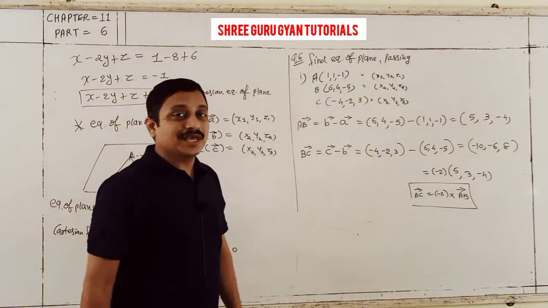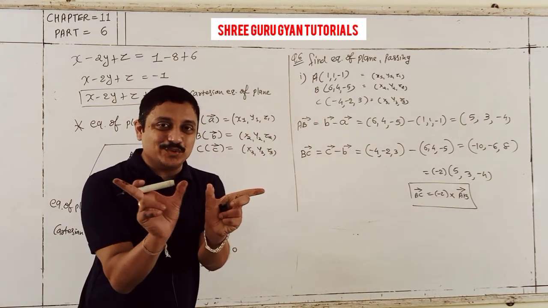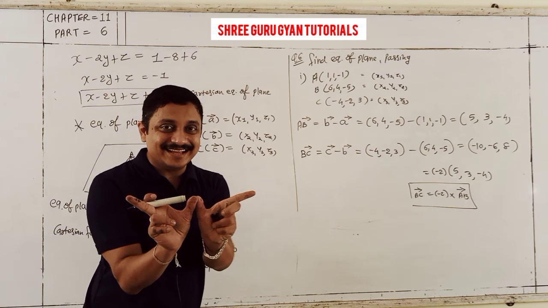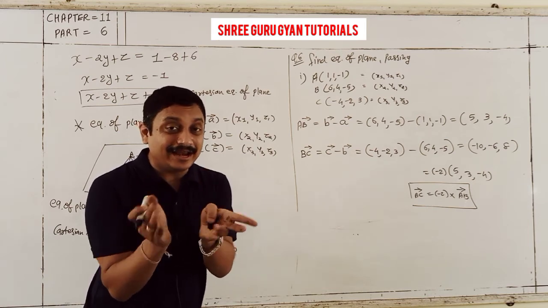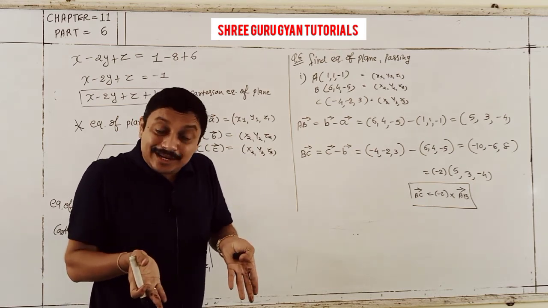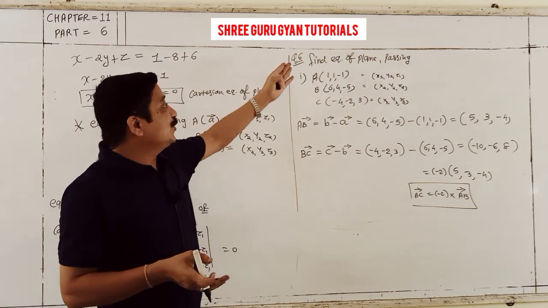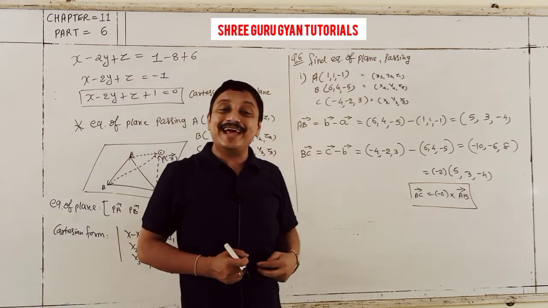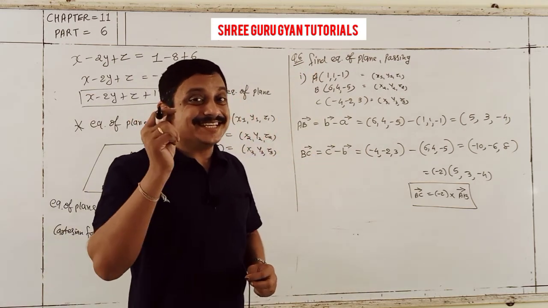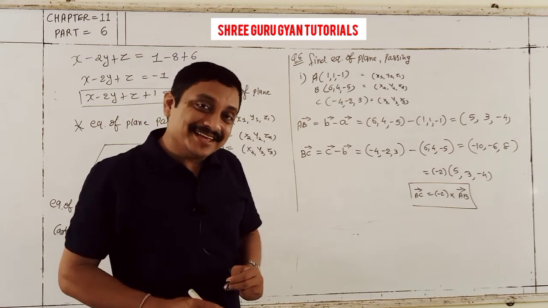It means both have opposite directions, one going this side, another that side. Definitely it makes an angle of 180 degrees. It means it is collinear. So if it is collinear, then how many planes are derived? Yes, you are thinking correctly. There are infinitely many planes in this space.